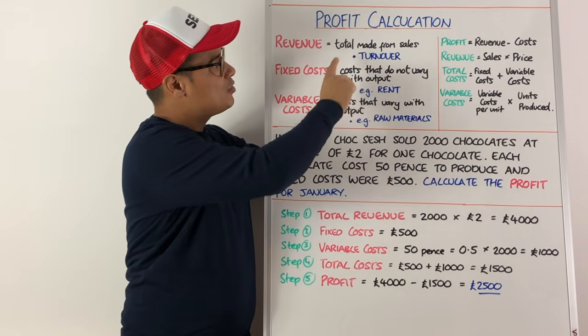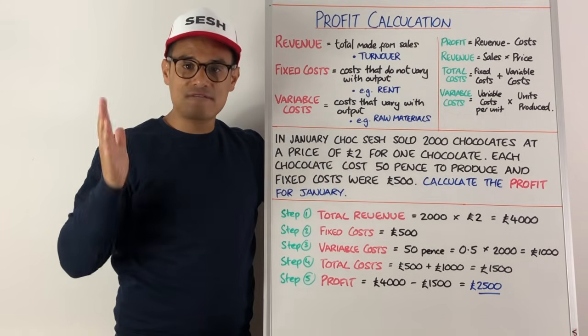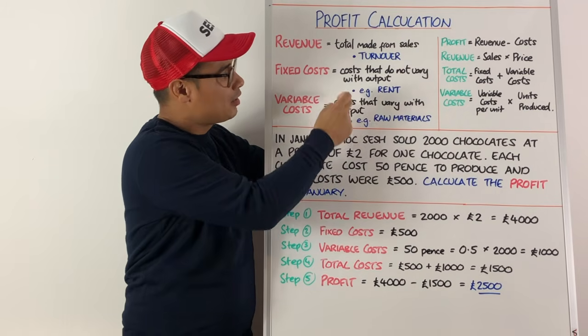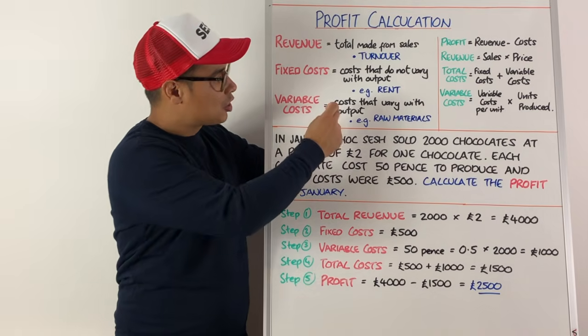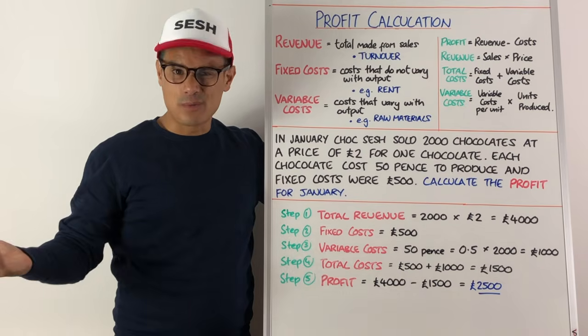So revenue. Revenue is the total made from sales. Sometimes it's referred to as turnover. Fixed costs. Well, fixed costs do not vary with output. An example of a fixed cost would be rent. Now, variable costs are costs that do vary with output. An example of that would be raw materials or components.